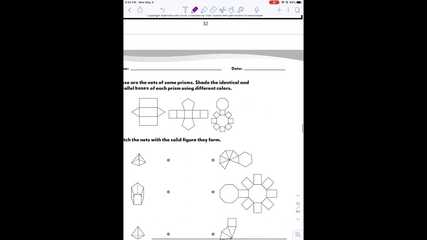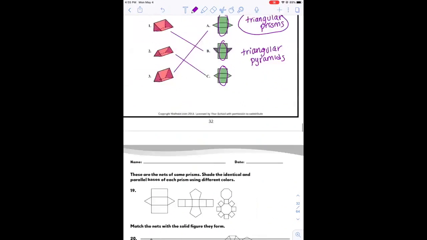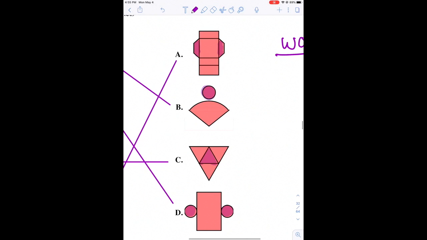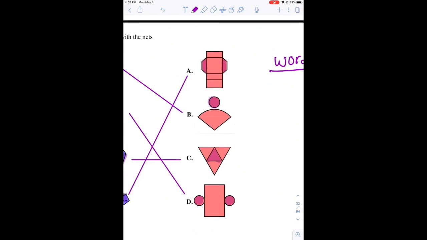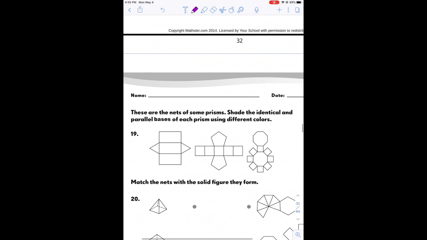All right, one last page to do. So on problem 19 here, they're telling us that these are the nets of some prisms. So they've already flattened them for us. And they want us to identify the bases. Basically, what they're asking us to do is like the way I colored in these, where I colored in all of the bases purple, that's what they want us to do. So pause the video, try number 19, see if you can identify which are the bases.